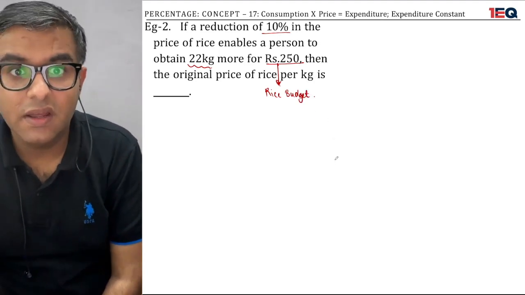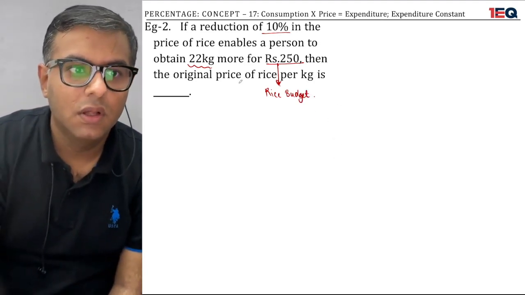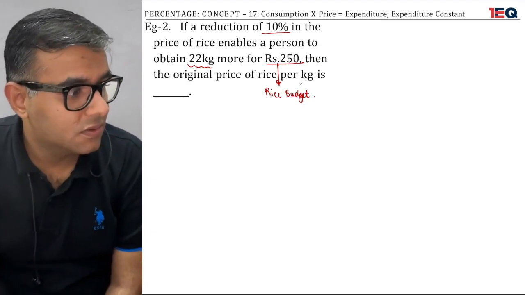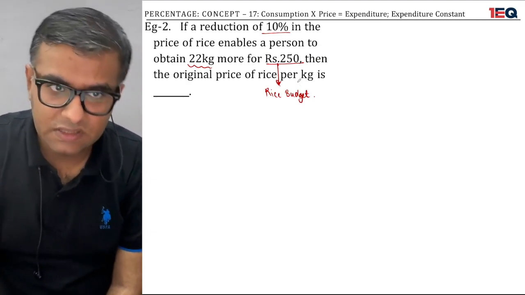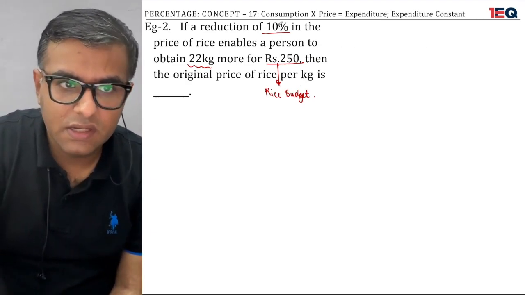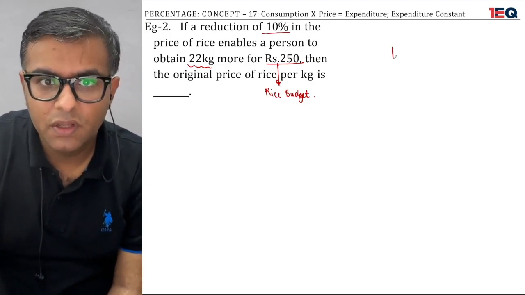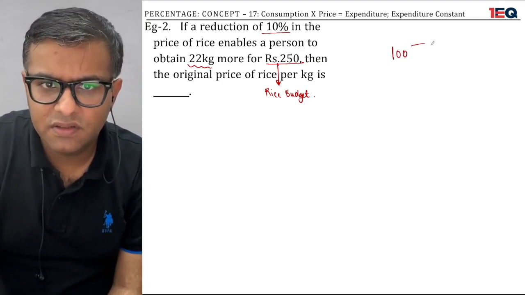This is the rice budget that we're talking about. The original price of the rice needs to be found out. So this is the rice budget that we want. There is a reduction of 10%. Okay, I'll be solving it in a faster manner.